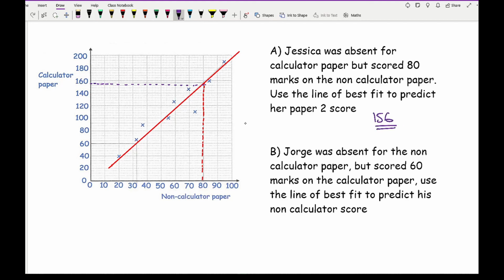Then it says Jorge was absent for the non-calculator paper but scored 60 marks on the calculator paper. Use the line of best fit to predict the non-calculator score. So this time I'm going to go for the calculator paper, which is 60. I'm going to scroll across, and let's try and use a different colour. Let's go for green. So I'm going to scroll across till it hits the line of best fit, and then I'm going to project downwards, and I get a score of round about 34 marks. So again, 34. Again, your answer might be slightly different based on the line of best fit that you've drawn, but as long as you've predicted from your line of best fit, then that's going to be absolutely fine.